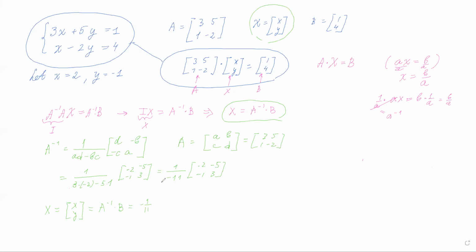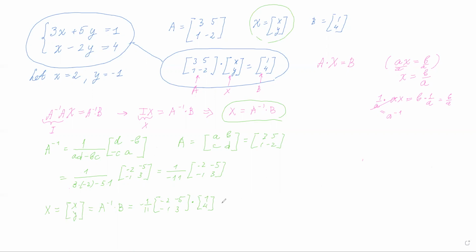I put minus in front of the whole fraction, okay? And then minus 2, minus 5, minus 1, and 3. And what is my B? Well, my B is 1, 4. Remember my free part, 1, 4. Let me move this over here so it's not going to distract me.